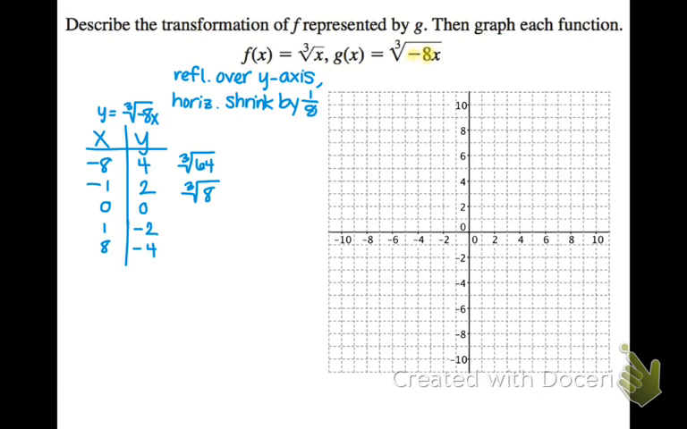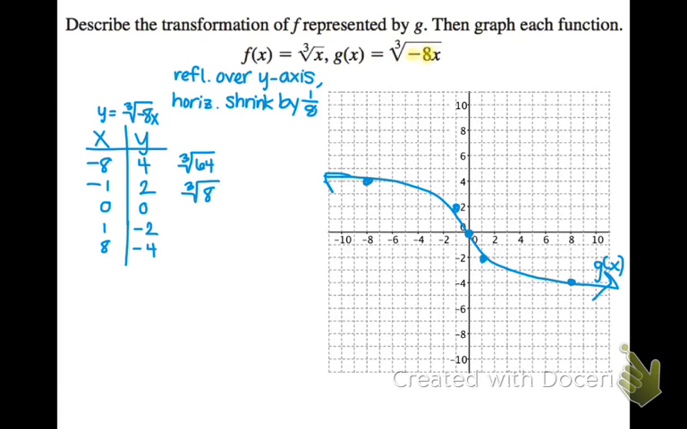Now this is going to give us the transformed function. So I have -8, +4, -1, +2, 0, 0, 1, -2, and 8, -4. So it's going to look like this. And this is g of x.